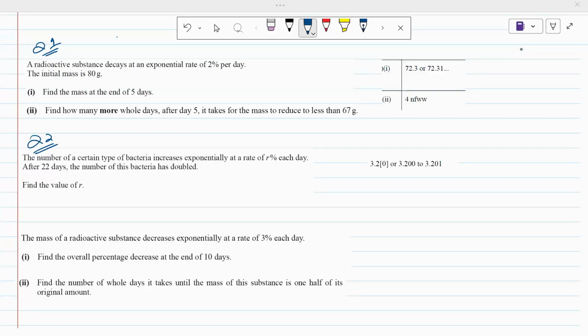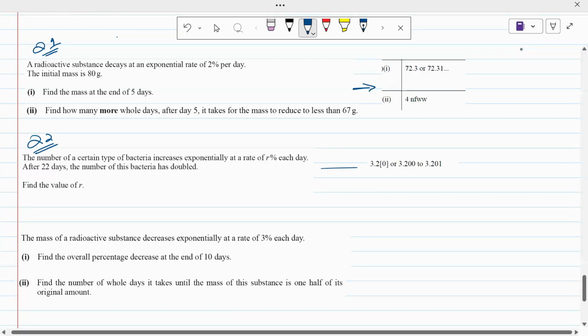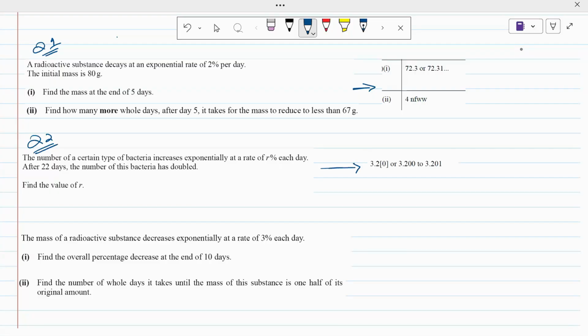Okay, so these are the correct answers. This one is for question number 1 and this one is for question number 2. Hope you've got the correct answer. And then there was this one more question. You can try this as well.